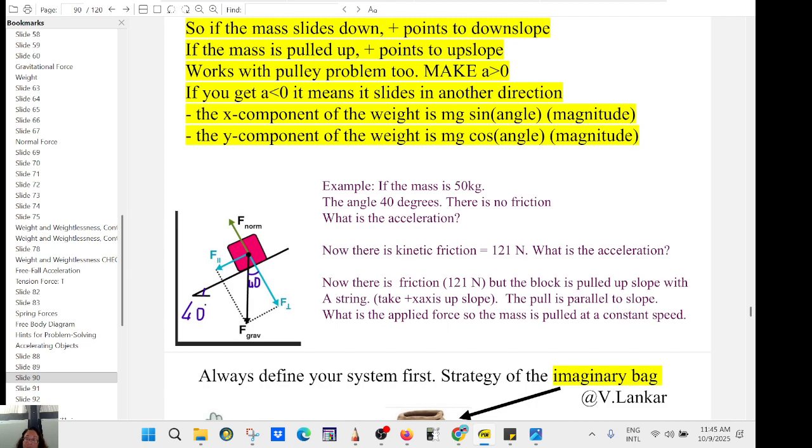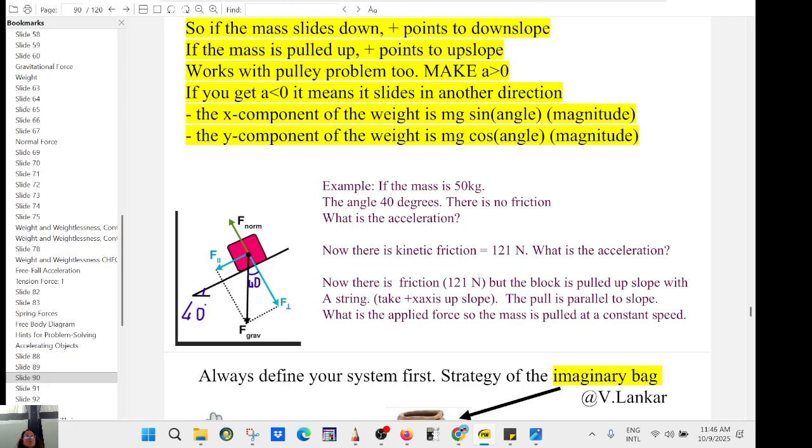Let's see what happens if you have friction now. Let's see if you have kinetic friction now. So do the drawing with the skier, but now you have kinetic friction, and you have the mass, and you have the angle. Can you find the acceleration? Okay, same thing, but now I have a mass, 50 kilogram. The angle is 40 degrees, and you have the kinetic friction.